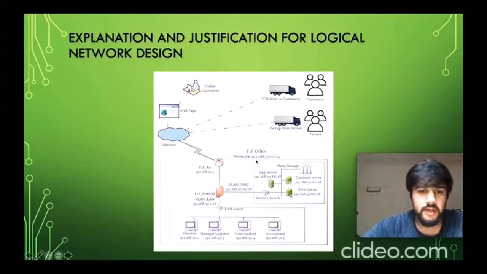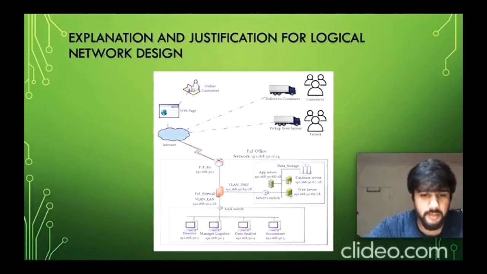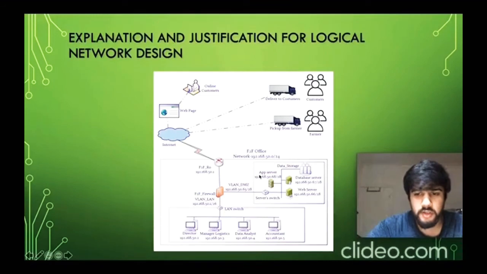There are a couple more users in the system: the director, manager, logistics, data analyst, and accountant, who work in the office, connect with the system, and manage everything that is going on in the system. The whole activity from order to delivery is tracked by the F4F organization.